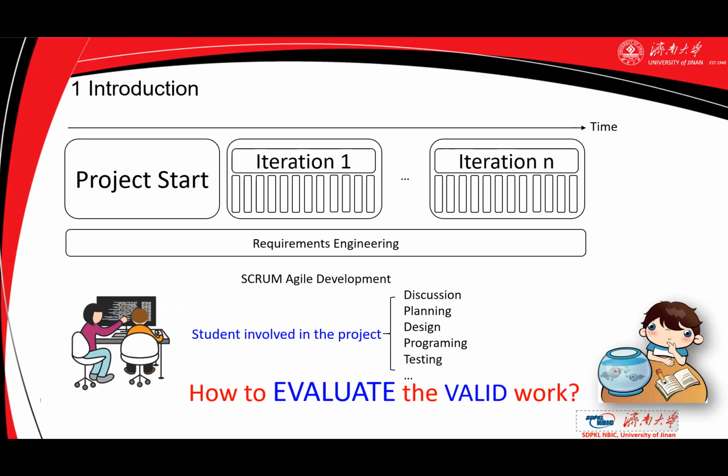A software engineering project is developed around user needs. The development process is divided into project start and rapid iterative development. Students participating in the project need to do discussion, planning, design, programming, and testing, and so on. Instead of working overtime a few days before submitting tasks, we expect students to regulate their development behavior in accordance with iterative tasks. And this is a question: how to evaluate the valid work.